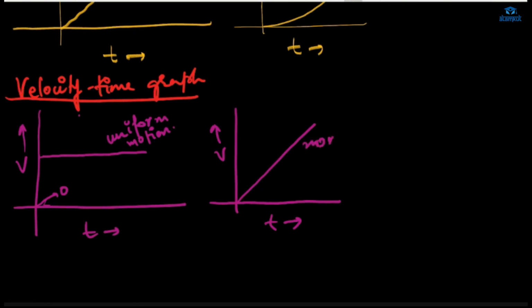Non-uniform motion means accelerated motion also, right? Non-uniform motion means acceleration has come into play, right? And what kind of acceleration? Because acceleration has also two parts. Is it uniform or non-uniform? This is uniform acceleration because velocity is increasing equally in equal intervals of time, right?